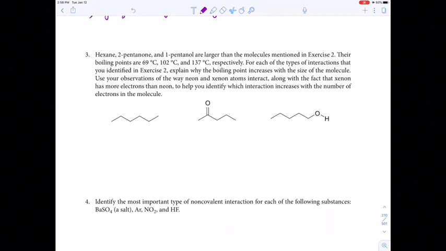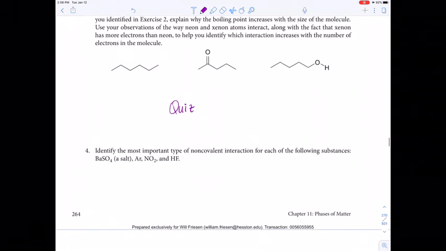Okay, on this one, I would like you to do this for your quiz, not really a quiz, but I'd like you to work this out, take a picture of it, and upload it to Moodle. Identify the most important type of non-covalent interaction for each of the following substances. Here I want you to hit pause, think these through, and then come back and check your answer.